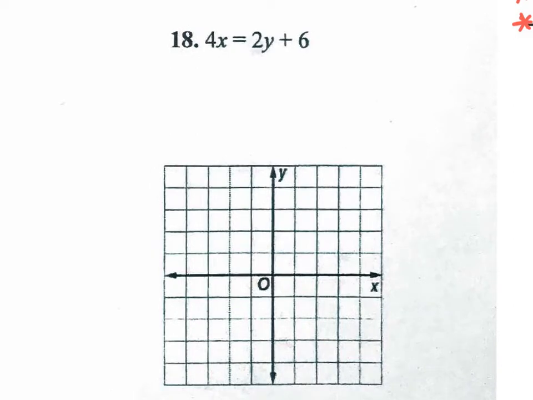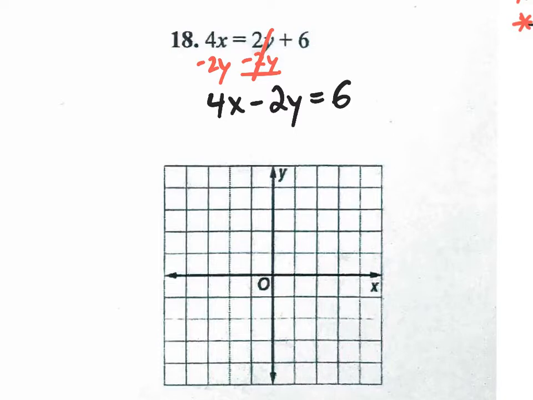Jumping to the last one, number 18. We need to rewrite it in standard form. What would I do? Subtract 2y. Subtract 2y. My new equation in standard form is 4x first minus 2y equals 6. So let's find the x-intercept and the y-intercept. I'm going to show my work over here and over here.